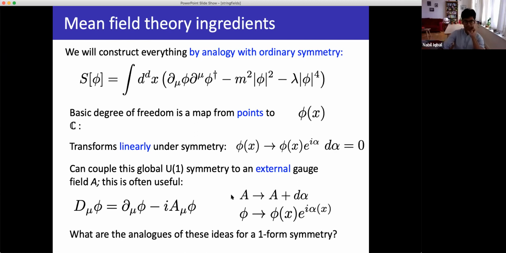Now, having said that, we can often couple this global U(1) symmetry to an external gauge field A. This is a very useful thing to do for lots of reasons. If you do that, you demand the theory be invariant under a larger symmetry operation where phi goes to phi times e to the i alpha of x, where alpha now depends on space and time, and A is shifted by d alpha. You demand your theory is invariant under this larger symmetry. What we now need to do is build the analogs of these objects and this gauge covariant derivative for a higher form symmetry, for a one form symmetry rather. Okay, so first, what is the analog of phi of x?